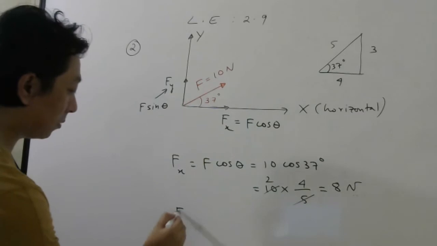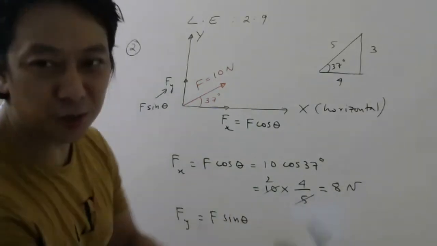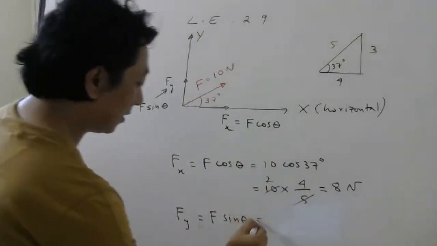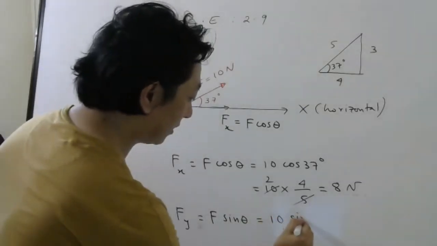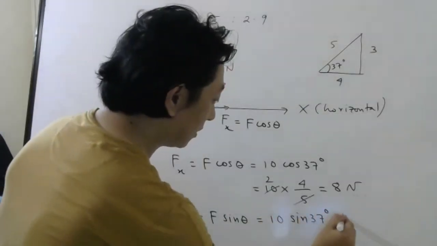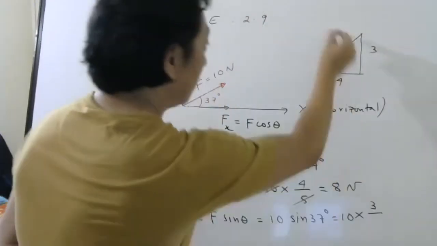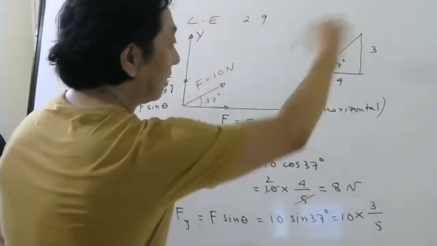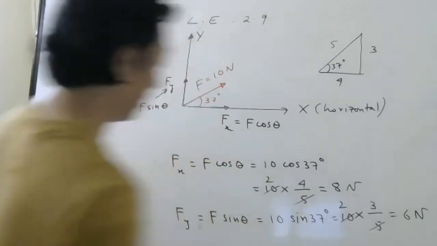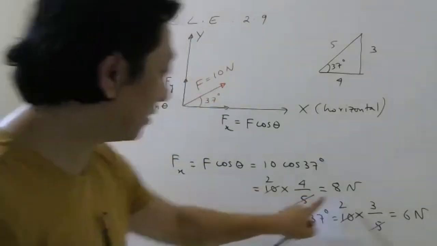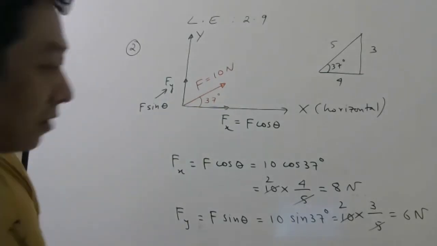And what will be the y component? F sin theta, right? Directly also you can do because you have learned how to do. F sin theta, 10 sin theta will be 10 sin 37. Sin 37 here is opposite is 3, hypotenuse is 5. Please remember this triangle so that you can do it easily. 6 Newton. So this is the x component, this is the y component. They only asked you to find x component and y component.